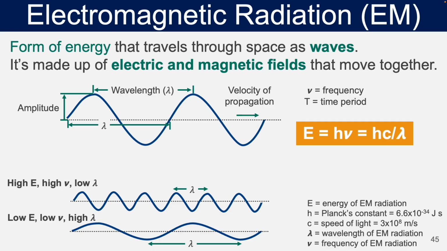Now remember that energy is quantized. High energy radiation has high frequency and short wavelength. Low energy radiation has low frequency and long wavelength. This relationship between lambda, nu, and E is the foundation for why spectroscopy can be used.